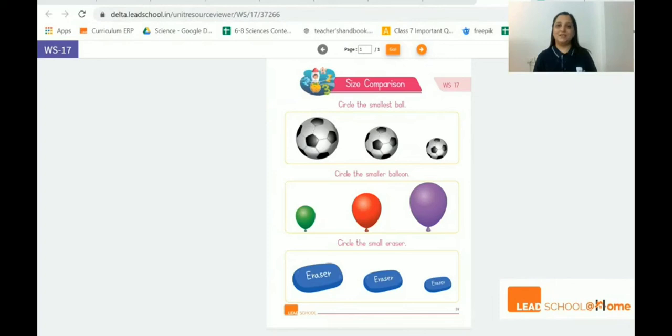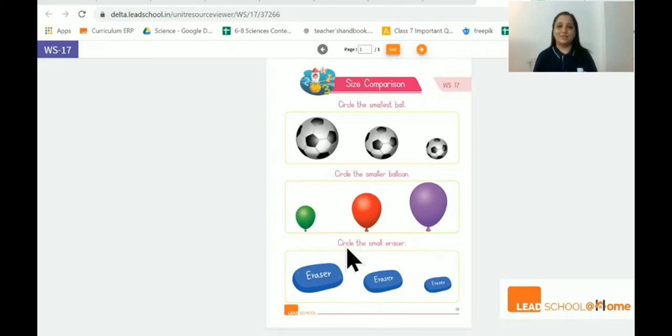Parents, in this worksheet, as you can see it has 3 parts. Please read the instructions of each part and ask your child to follow the instructions. Like for the first part, you will tell them to circle the smallest ball. Ask them to look at the balls and think of the smallest ball and circle it. Then you will read the instruction, circle the smaller balloon, and ask them to look at the 3 balloons and tell which is a smaller balloon and then circle it.